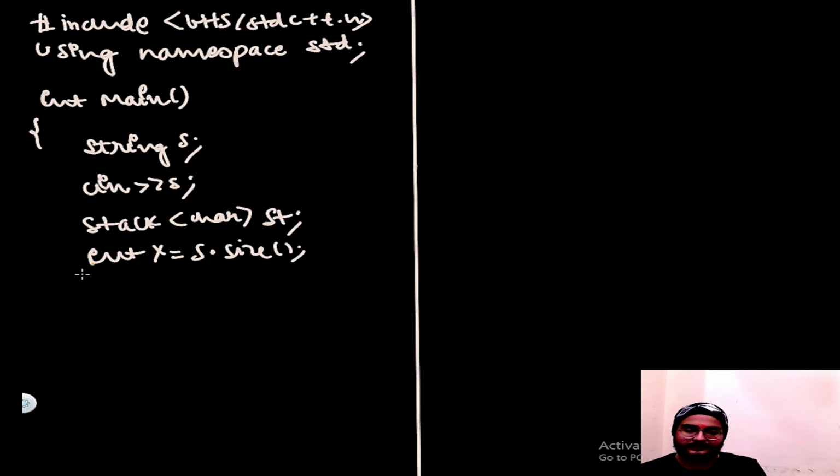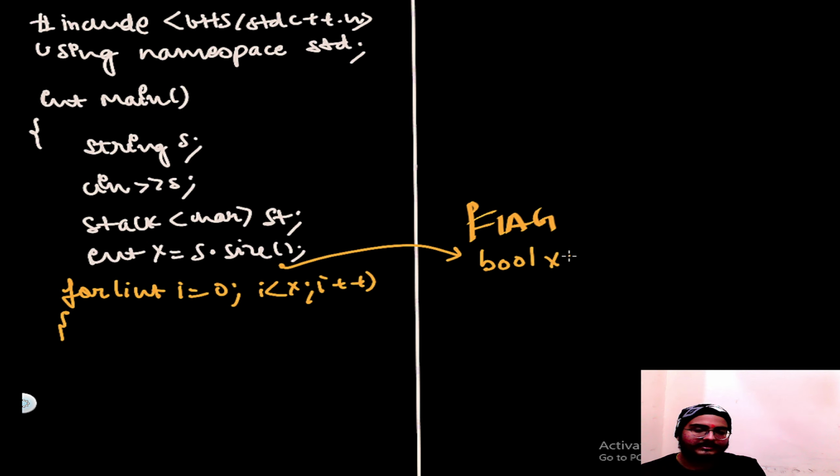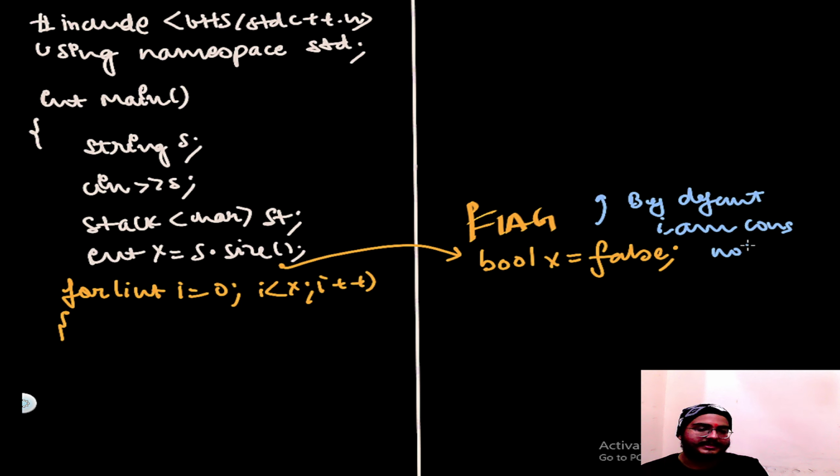Now let's think. For int i is equal to 0, i less than x, i plus plus, the first condition is the same. Let's keep a flag over here. I will introduce the concept of a flag here, which is bool x is equal to false. It means that by default I am considering my string to be not balanced.